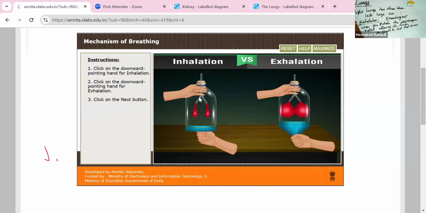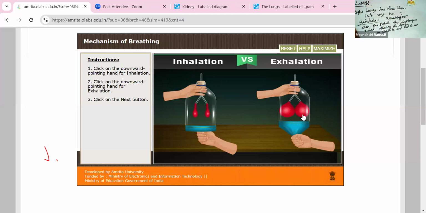So this is the inhalation process and this is the exhalation process. Inhalation means the air is taken in this part. So the balloon is filled with air. So the lungs are taking the air from the environment. We are taking the air from the environment. So the balloons are enlarged. So this process is known as inhalation.